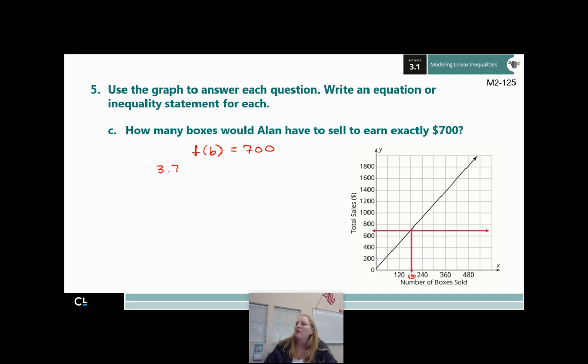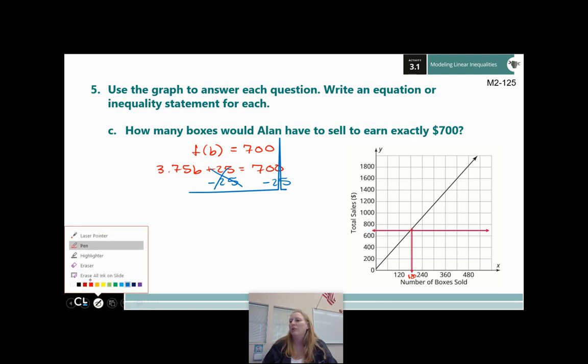So that means I have 3.75B plus 25 equals 700. You know how to solve this. Do you even need me at this point to tell you to subtract 25 on both sides? I don't think you do, but hey, oh, look, my pen got mad. So I have 3.75B equals 675.